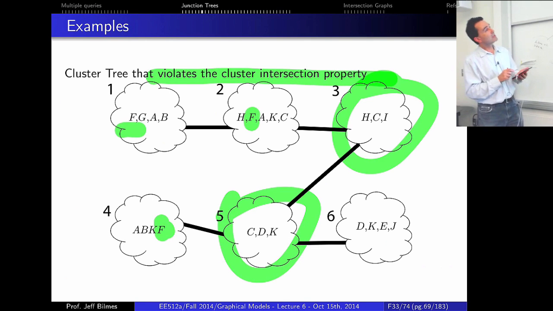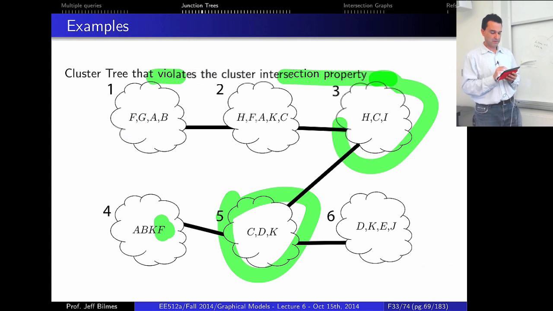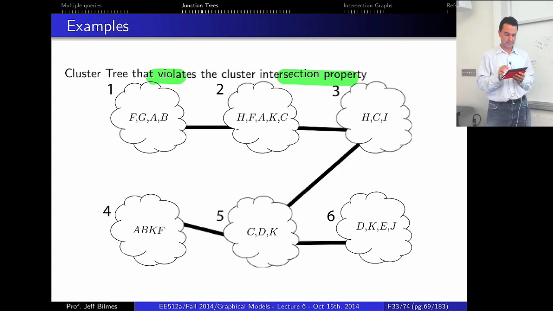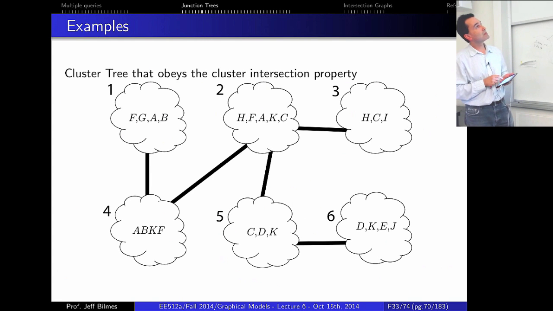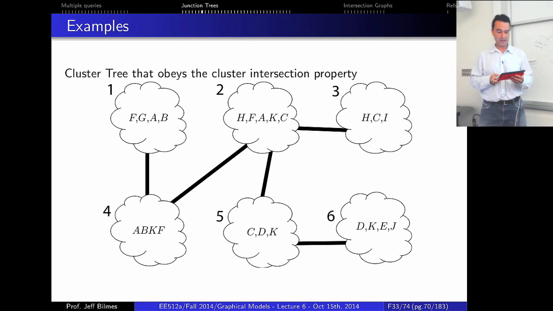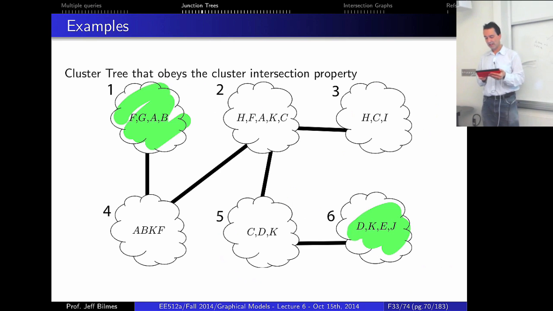But if we take the same clusters and just change the edges, let's erase this stuff so you can get the full effect of all we're really doing here. We're just taking the same set of clusters and changing the edges. Suddenly, it obeys the cluster intersection. Let's do, say, a really long distance one, like between this one and this one. So FGAB and DKEJ. The intersection between those two cluster vertices is the empty set. And so just by definition, that always holds. The empty set is a subset of all sets.